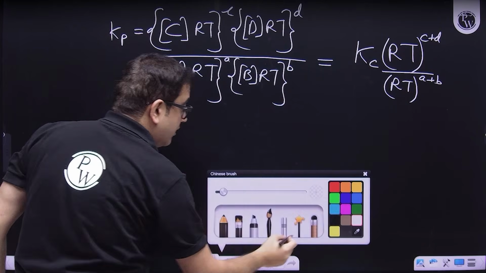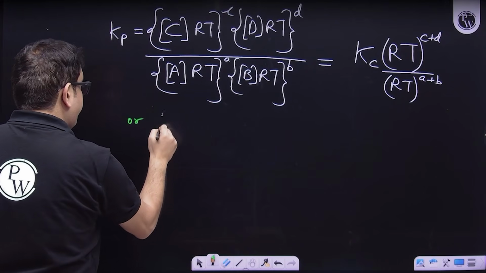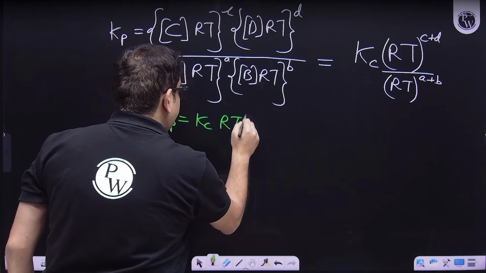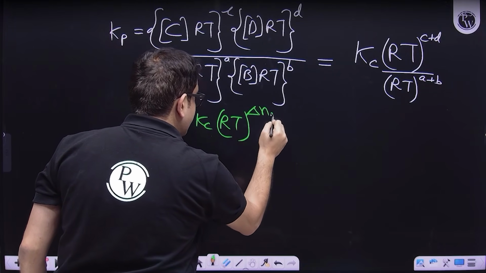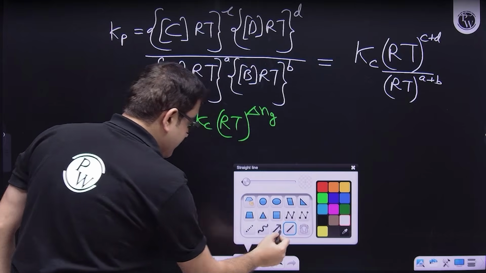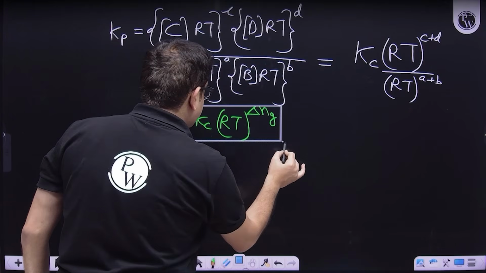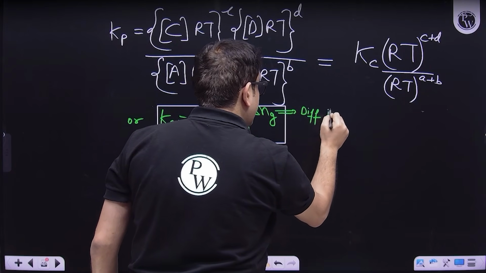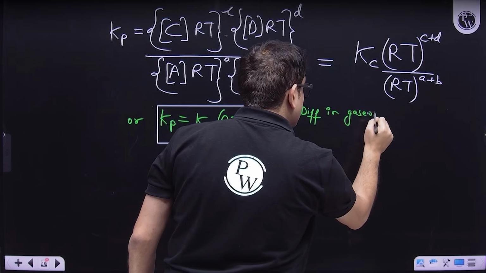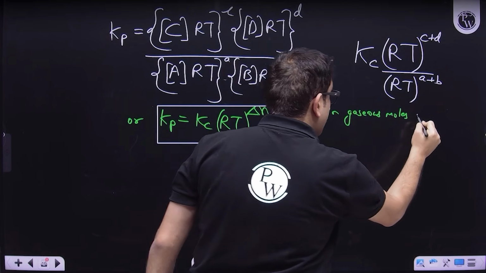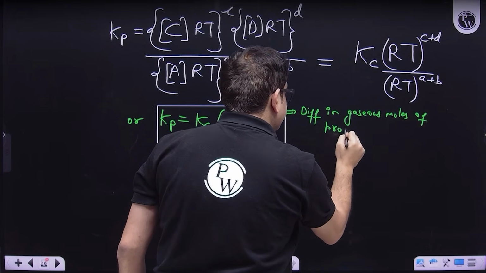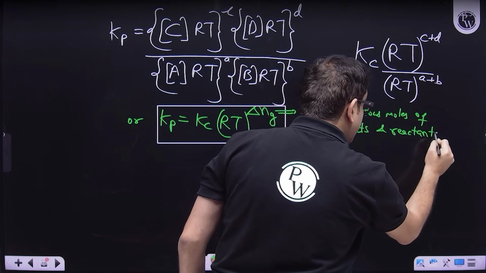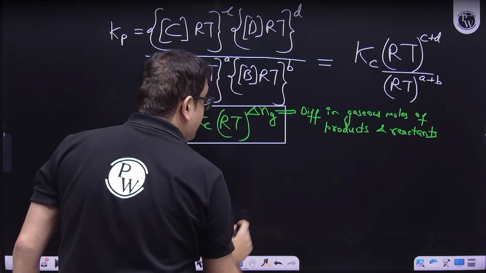So the magic formula is coming because it is asked so many times. It is RT raised to the power of, I'm writing it as delta Ng. And what is this delta Ng? This delta Ng is nothing but the difference in gaseous moles of products and reactants. Only, you should always keep this thing in mind.